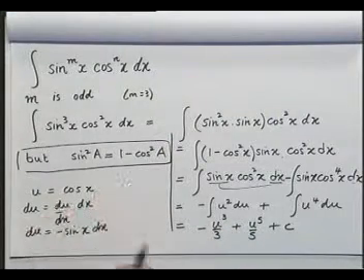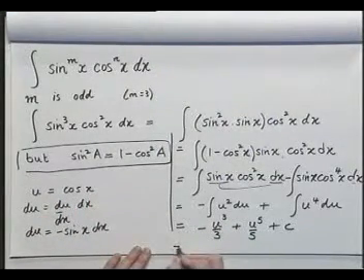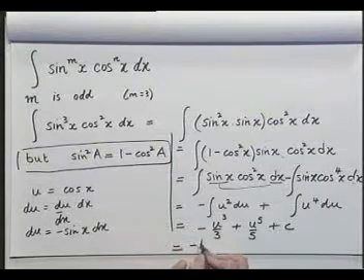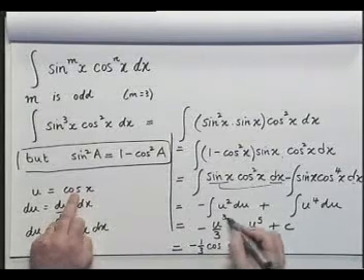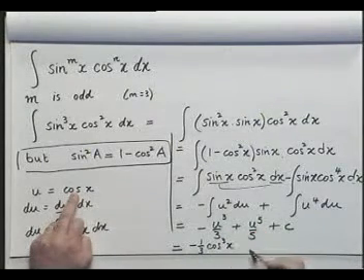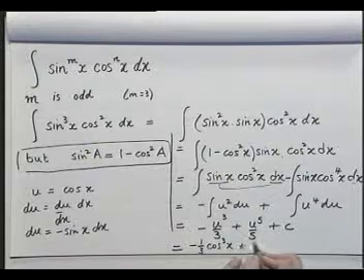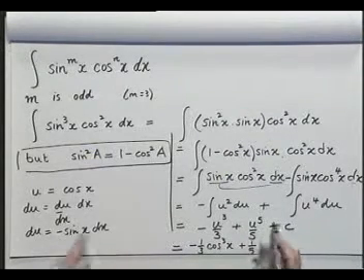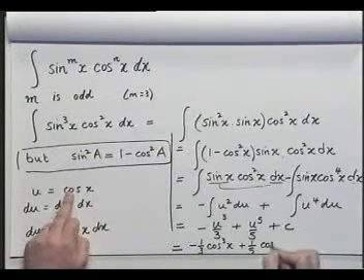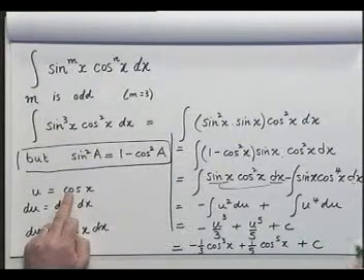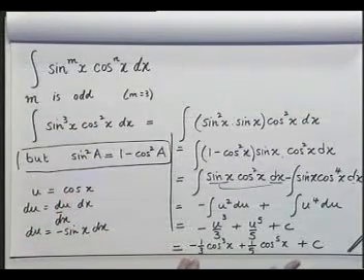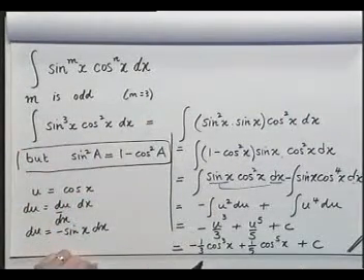All we need to do to finish off is return to our original variables. Remember, u was cosine of x. So we'll finish off by writing minus 1/3. U being cosine x means that we've got cosine cubed x plus 1/5. U to the 5 will be cosine to the power 5 x plus a constant of integration. And that's the solution to the problem that we started with.